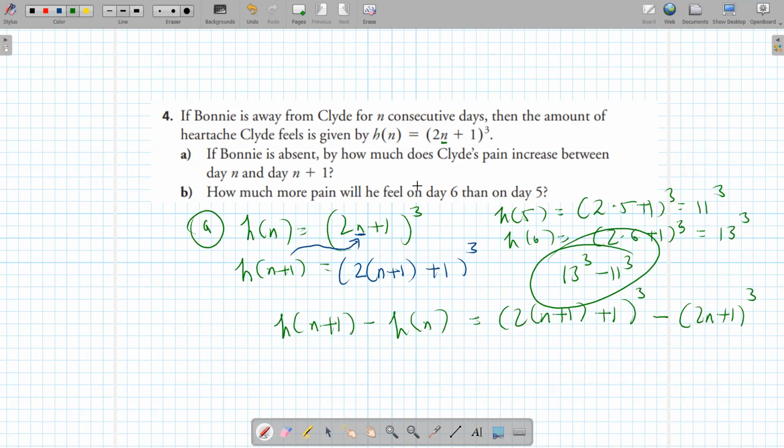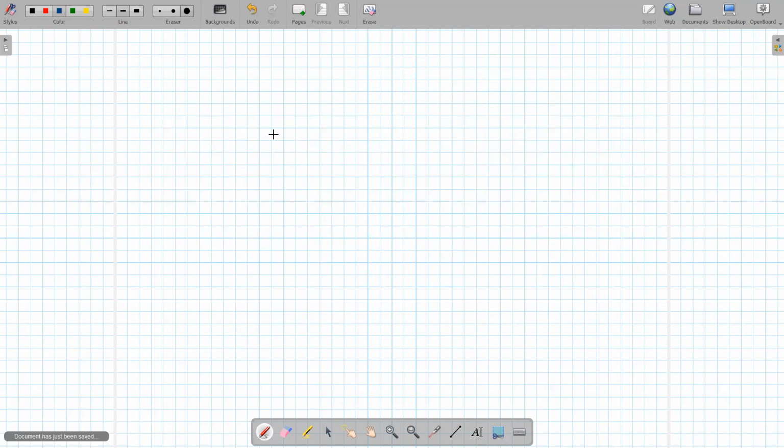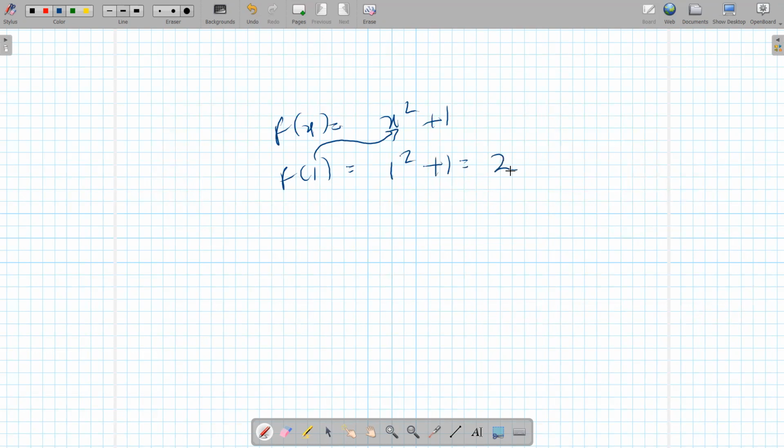Let's say, just quickly hide this. Let's say we have some function f of x equals x squared plus 1. What is f of 1 going to be? You simply replace that x with a 1. So it's going to be 1 squared plus 1, which is 2. What is f of a going to be? Well, you simply replace that x with an a. It's just going to be a squared plus 1. What is f of 3 going to be? It's going to be 3 squared plus 1. You just replace that x with what's in this bracket.